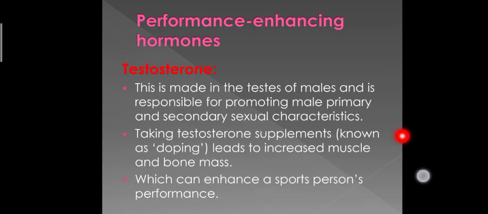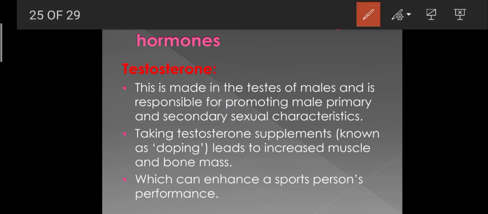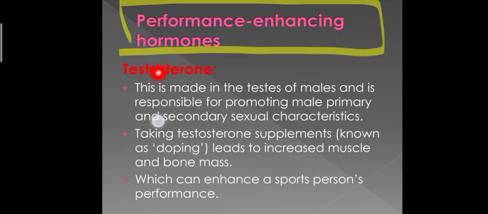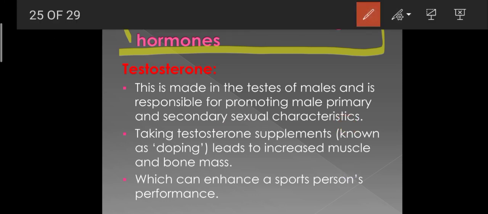Now we will discuss the performance enhancing hormones. The performance enhancing hormones include testosterone. What is testosterone? As we all know, testosterone is made in the testes of males and is responsible for promoting the male primary and secondary sexual characteristics. So which hormone is responsible for the primary and secondary sexual characteristics of males? This hormone is testosterone.